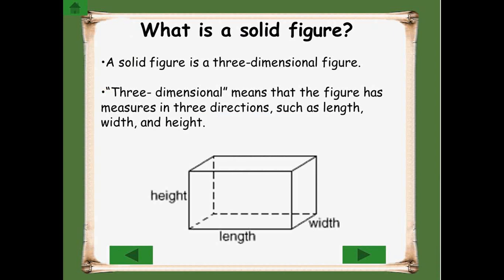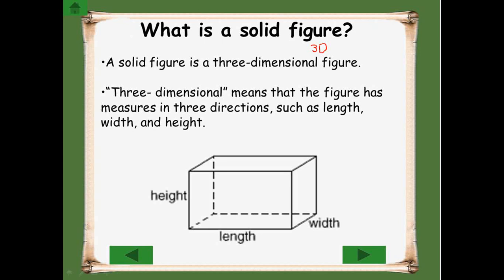What is a solid figure? A solid figure is a three-dimensional figure. What do we mean by the word three-dimensional? Three-dimensional, I mean 3D. Do you know the word 3D? When you go to the 3D cinema, where there are 3D glasses, right?